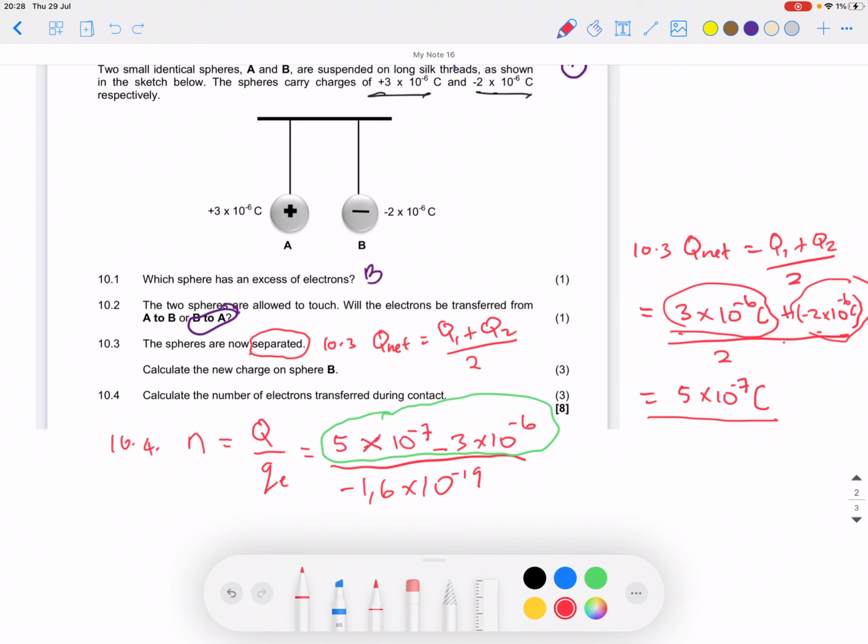Alright? So now the answer will be 1.56 multiplied by 10 to the power 13 electrons. And that's your answer. So you can calculate anything using the two principles. Alright?